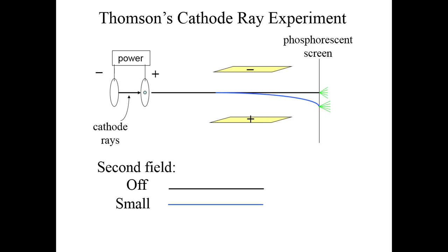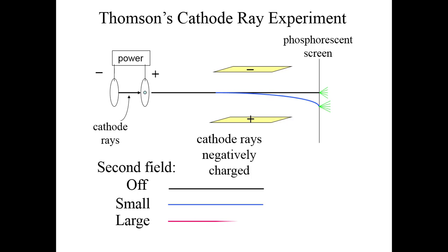Notice that since opposite charges attract and like charges repel, he concluded that the cathode rays were negatively charged. When he increased the charge on the second field, the beam deflected by a greater amount, as shown by the red line.